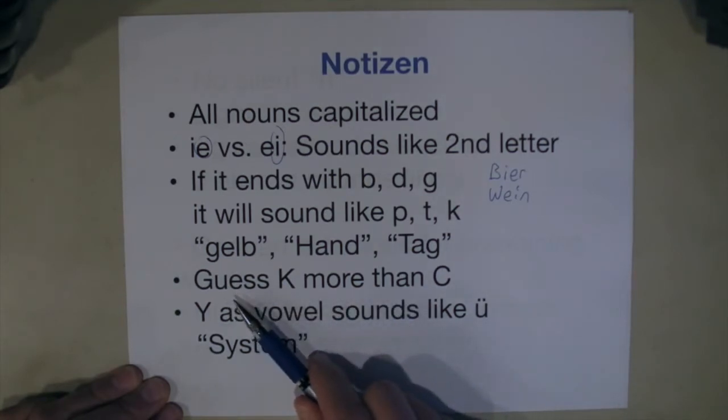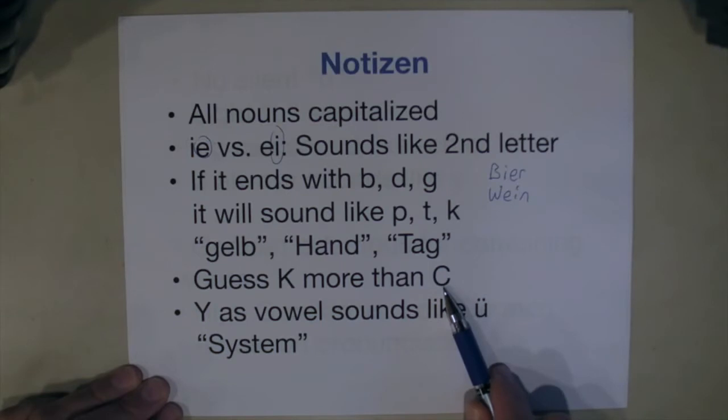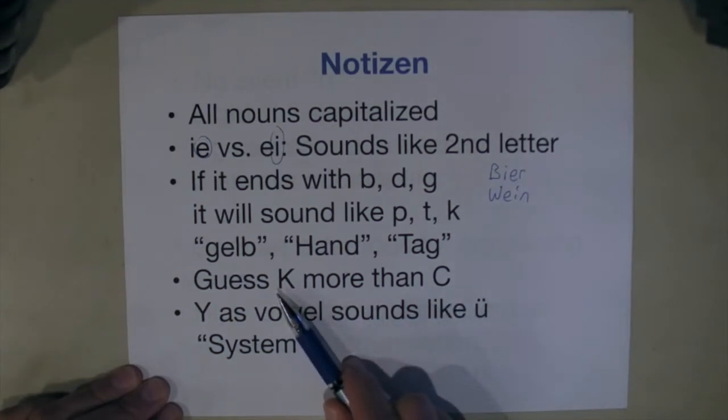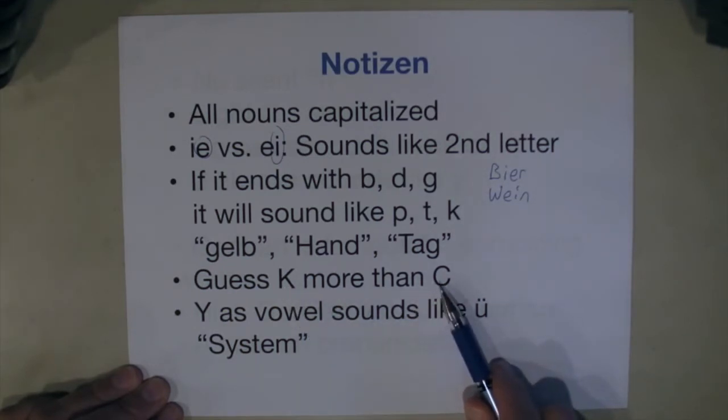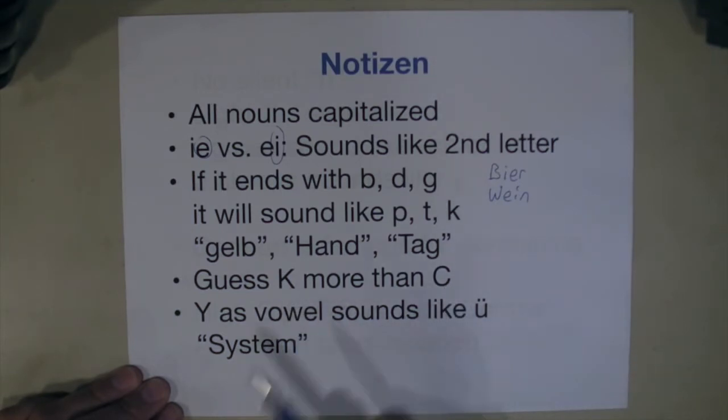If you hear a K sound in German, guess K. The letter K is going to be used a whole lot more than the letter C. Go to a German dictionary if you want. Look up how many K words there are. There's page after page after page. Look up how many C words there are. There's maybe one page. There's just not many words that have a K spelled with a C in German. So if you're going to guess a K, you'll get it right over 90% of the time.